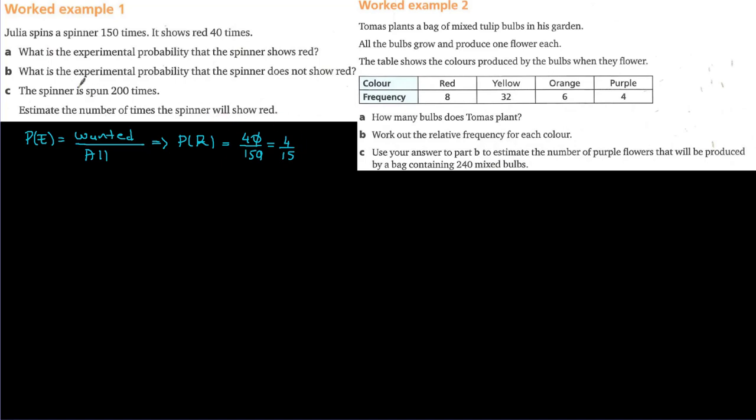Okay, the second part: what is the experimental probability that the spinner does not show red? Experimental probability or theoretical probability, it doesn't matter. The probability of everything is going to be equal to 1. I mean, probability of red and probability of not red, when you add them, the result should always be 1. This is part A, and now I'm solving part B.